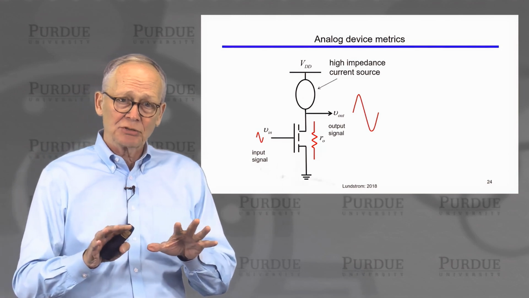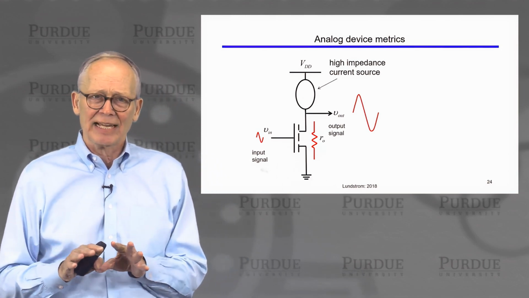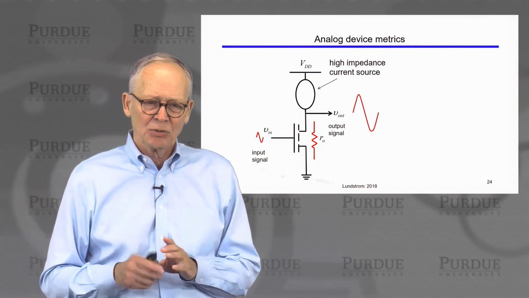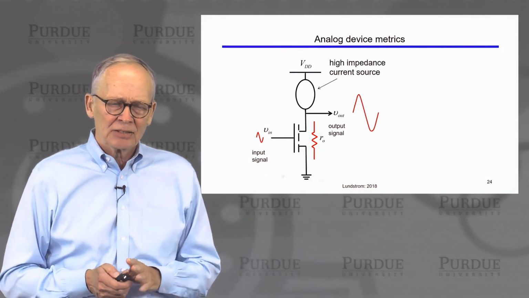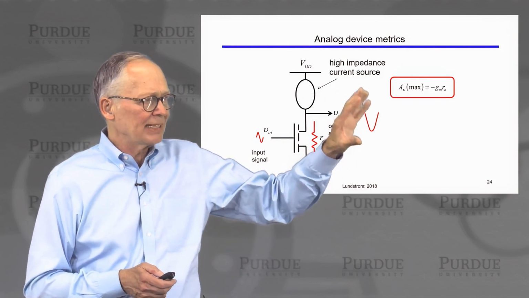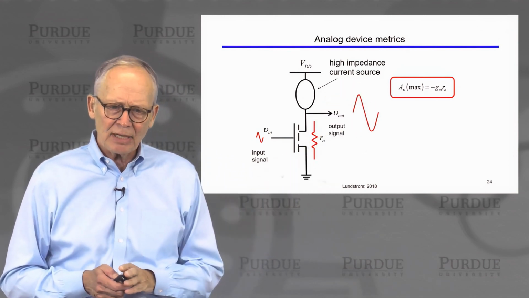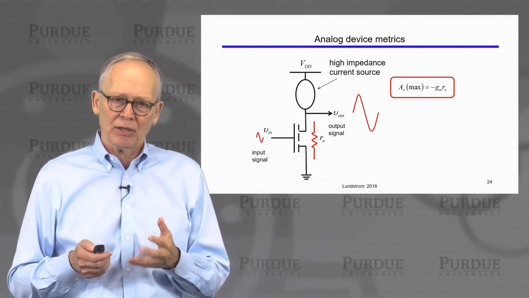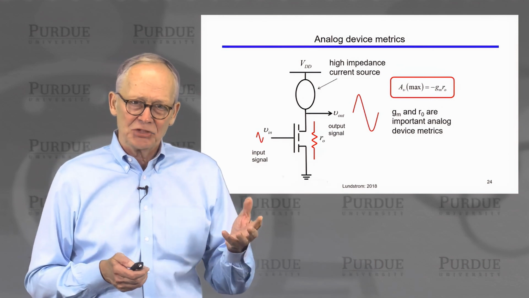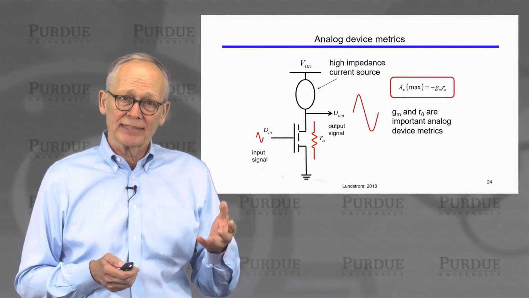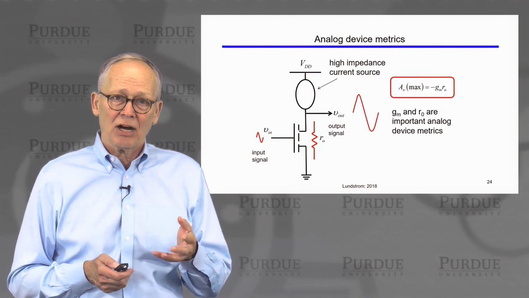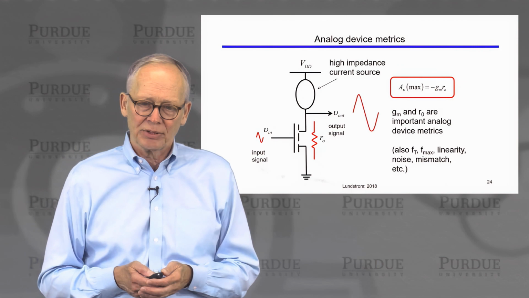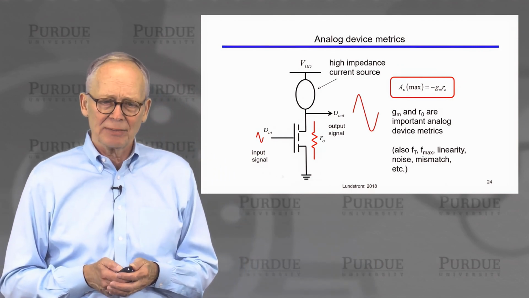Okay, so those are digital device metrics. There are only a couple of analog device metrics that are easy and quick to pull out of measured characteristics, so we'll talk about a couple of those now. Remember, in analog characteristics, the maximum gain that we can get out of a transistor is -g_m R_out. That is, g_m is the small signal transconductance of the transistor, and R_out is the output resistance of the MOSFET. So both of those are important device metrics for analog applications.